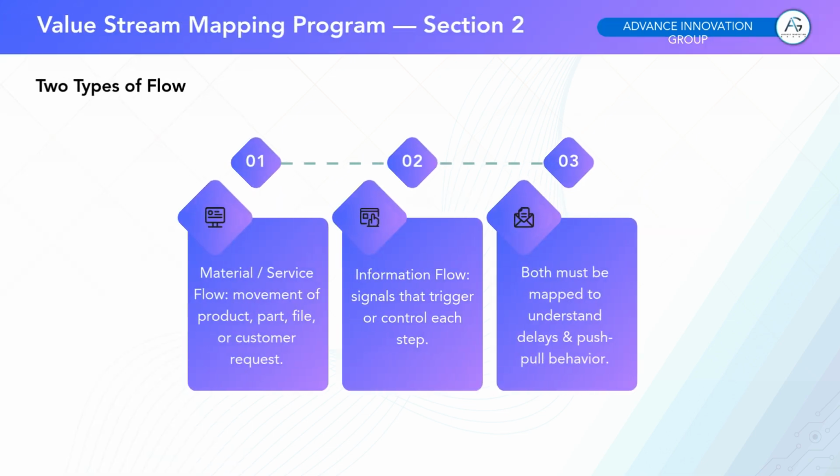In value stream mapping, we study two main types of flow: material or service flow and information flow. Material flow represents the movement of products, parts, or customer requests through the process. Information flow shows the signals or instructions that trigger each activity. Both need to be mapped together to identify delays, inefficiencies, and push-pull behaviors in the process.